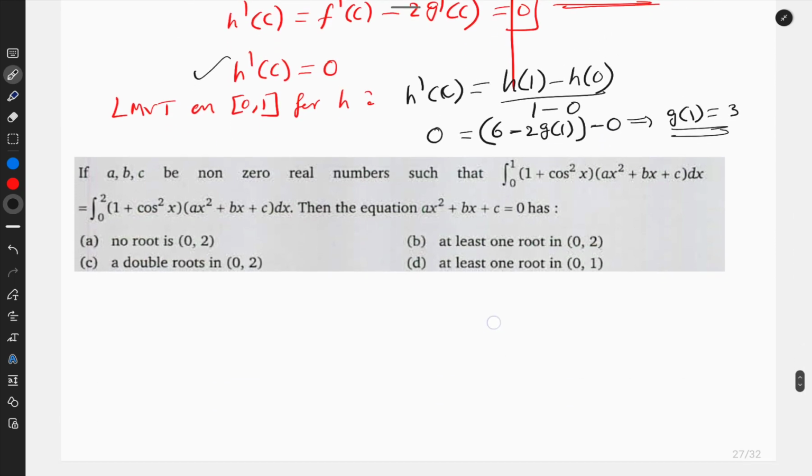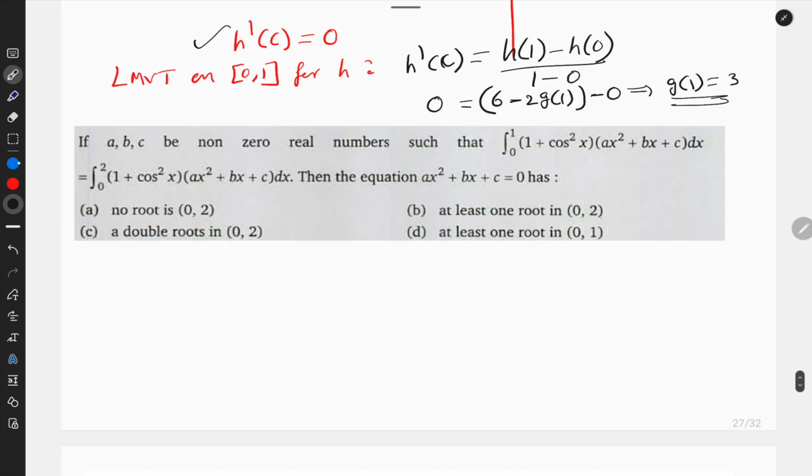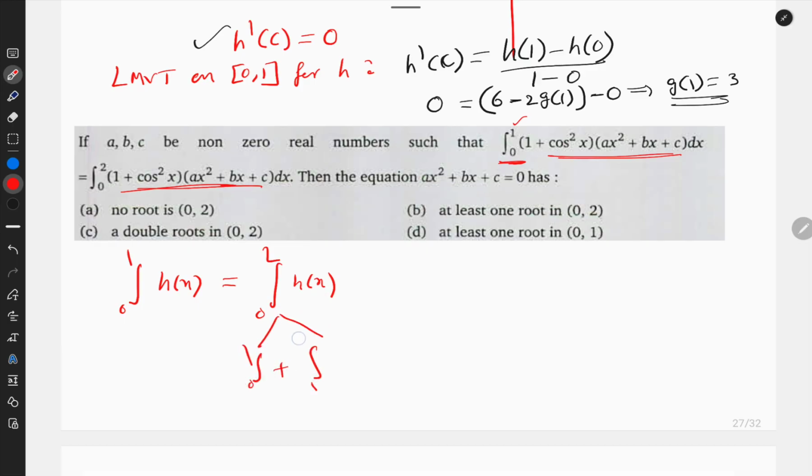Let's look into one more interesting question. Here a definite integration is given. Limits are from 0 to 1. And the RHS, this is definite integration of the same expression, is equal to definite integration from 0 to 2. So the integral 0 to 1 of some function h of x is the same as the integral 0 to 2 of some function h of x. What is the meaning of this? You can rewrite this one as 0 to 1 plus 1 to 2. So 0 to 1 gets cancelled. So what is the meaning of this? The integral 1 to 2 of h of x must be 0.